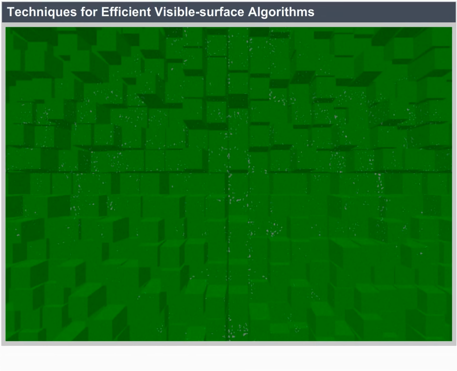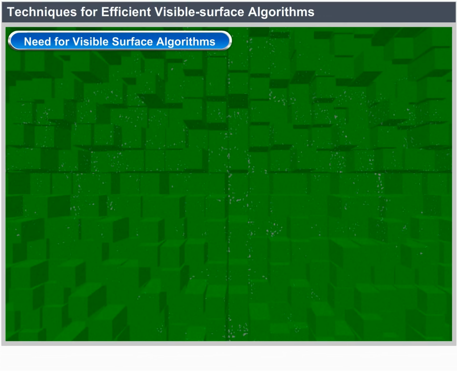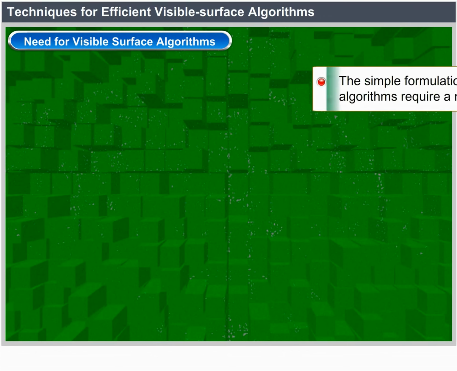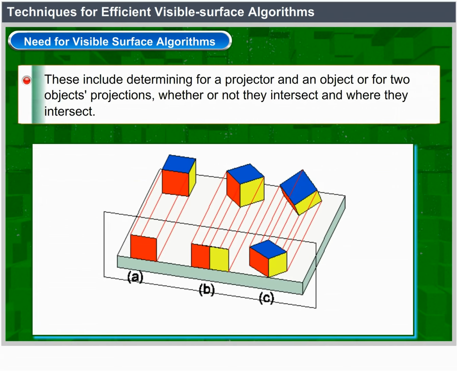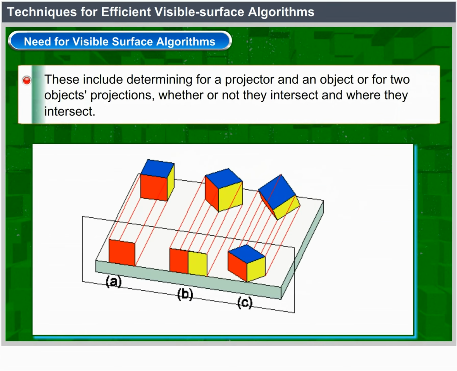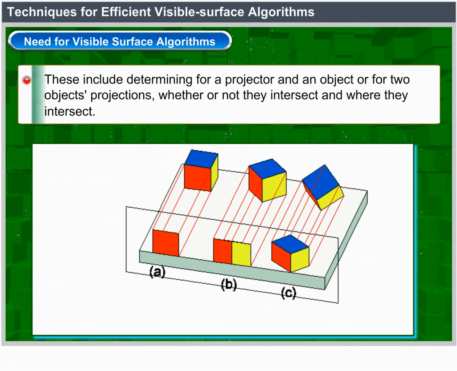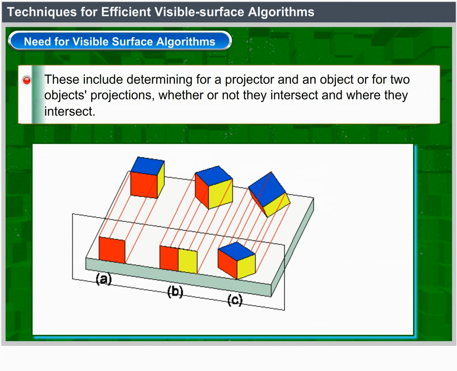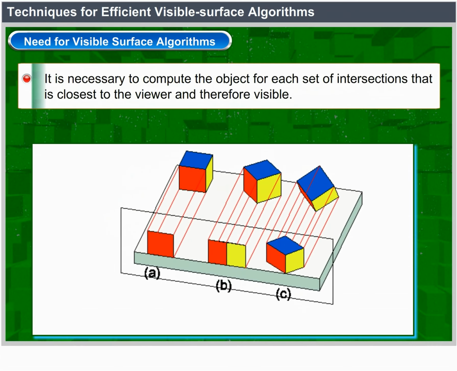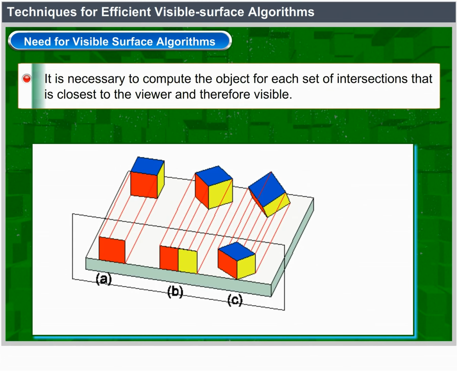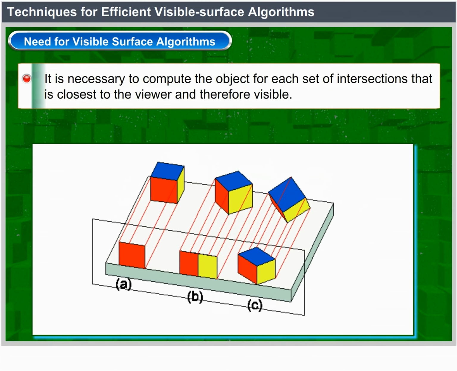Techniques for efficient visible surface algorithms. Need for visible surface algorithms. The simple formulations of image precision and object precision algorithms require a number of costly operations. These include determining for a projector and an object, or for two objects' projections, whether or not they intersect and where they intersect. Then for each set of intersections, it is necessary to compute the object that is closest to the viewer and therefore visible.